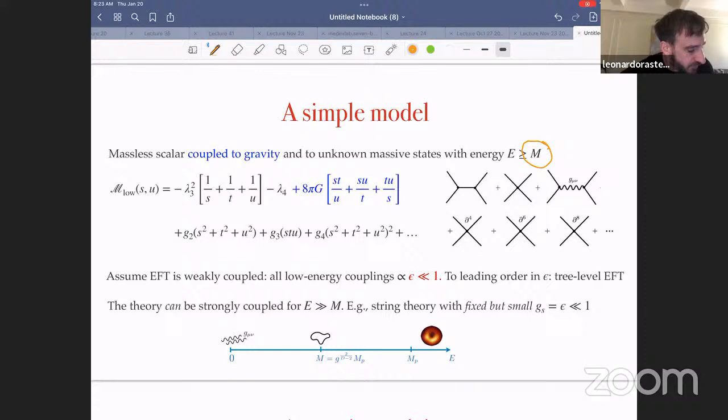So you fix the string coupling, g string, once and for all. It's a small number, 10 to the minus 9, for example. And then that gives you a hierarchy of scale between the string scale, which is our cutoff, and the Planck scale. And so clearly, this model is weakly coupled all up to the string scale, in fact, quite a bit beyond. But eventually, if you go to arbitrarily high energy, in particular, as you approach the Planck energy, the model will become strongly coupled. So we're not assuming that the whole theory is weakly coupled. We're just assuming that the effective field theory description is weakly coupled up to the cutoff.